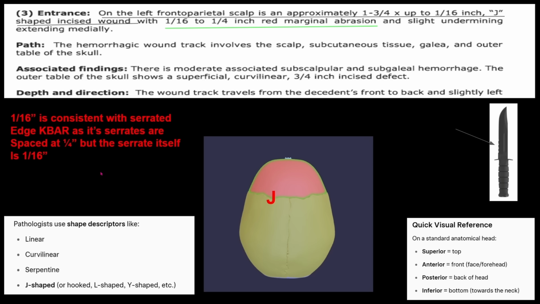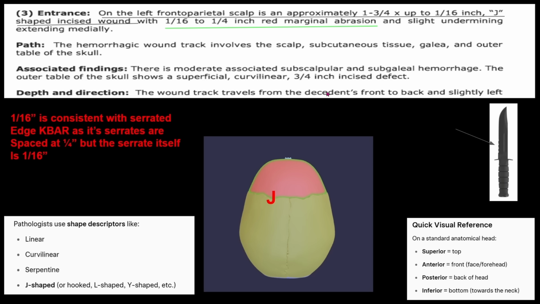And the J, that's just a terminology that the pathologists use. I checked other cases and they use descriptions like J the same as they use descriptions like linear, curvilinear, serpentine, which is snake-like, J-shaped, or hooked, L-shaped, Y-shaped. Those are all just general terminology of the pathologist. Nobody carved a J into her head. It's just a J-shaped wound. And there is a moderate associated subscapular and subgaleal hemorrhage.